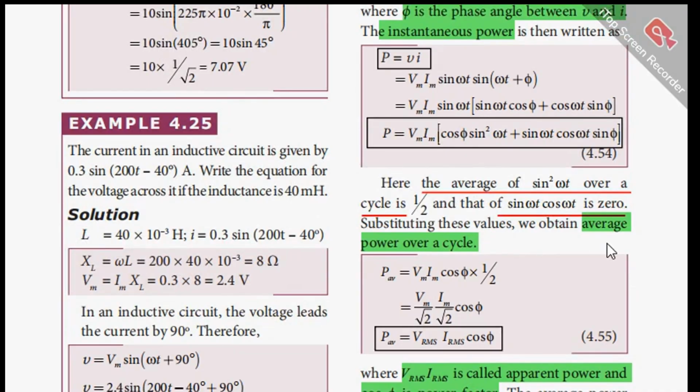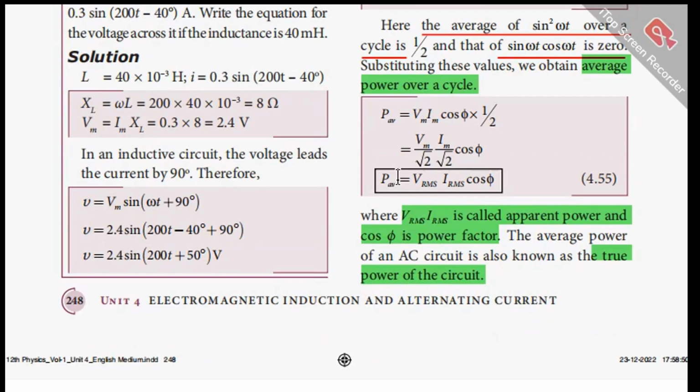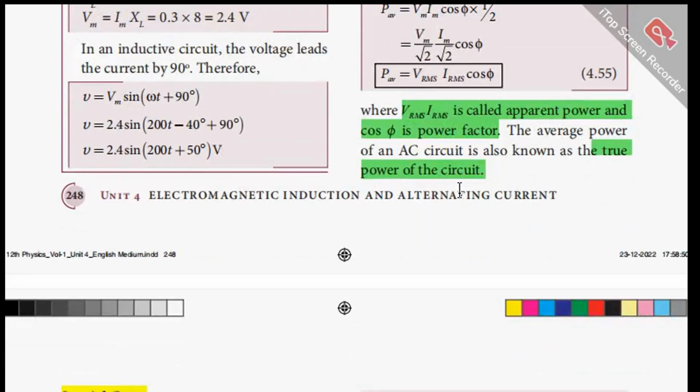Substituting these values, we obtain the average power over a cycle as P average = Vm Im cos φ × 1/2. That can be written as (Vm/√2)(Im/√2) cos φ. This average power is given by Vrms × Irms cos φ, as Vrms is given by Vm/√2 and Irms is given by Im/√2. The product of Vrms and Irms is called the apparent power, and cos φ is called the power factor. The average power of an AC circuit is also known as the true power of the circuit.